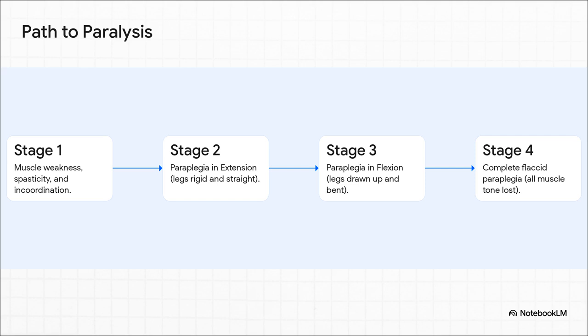You get to a stage called paraplegia and extension, where the legs go totally rigid and straight. As the damage continues, that can actually flip to paraplegia and flexion, where the legs are drawn up and bent completely out of the person's control. And the final, terrible stage, complete flaccid paralysis. All muscle tone is just gone. The signal from the brain is completely blocked.